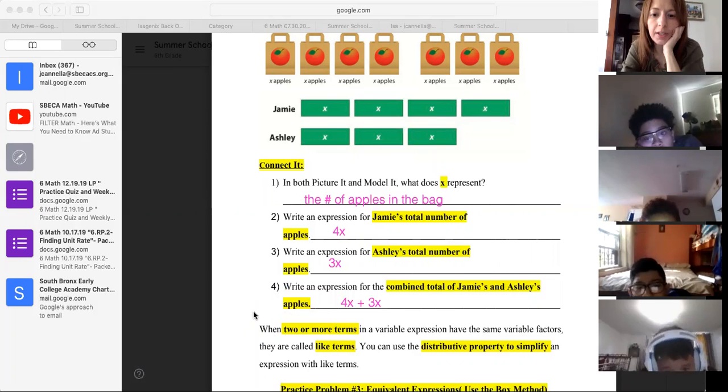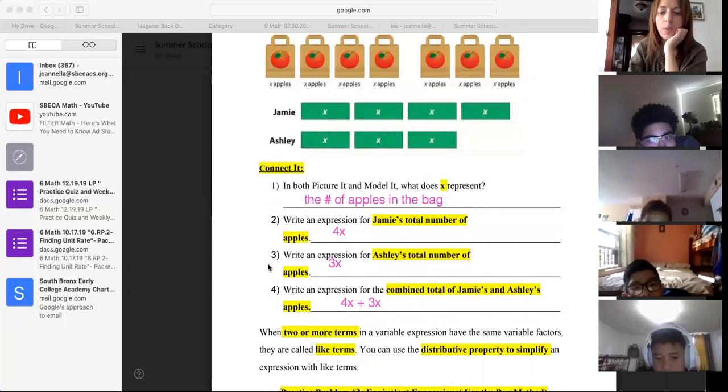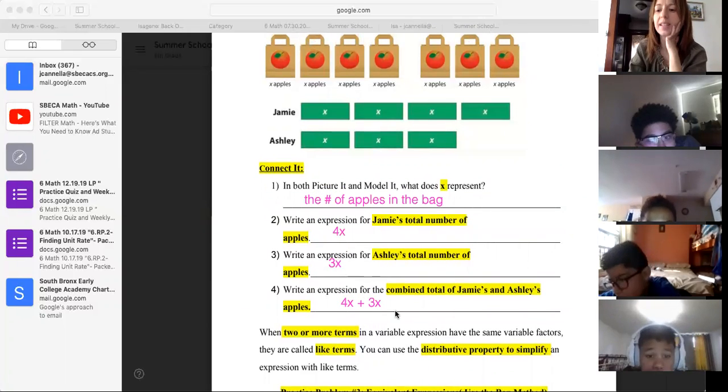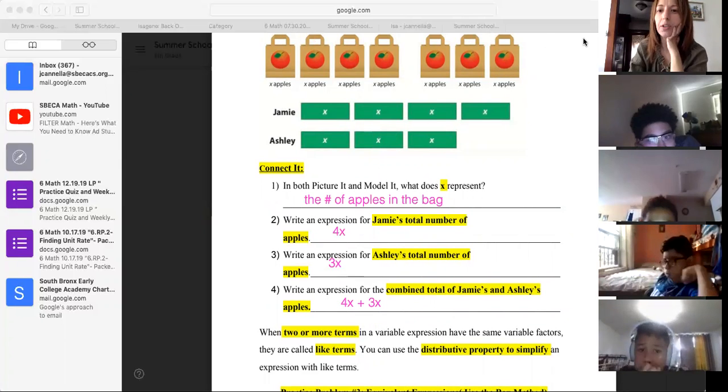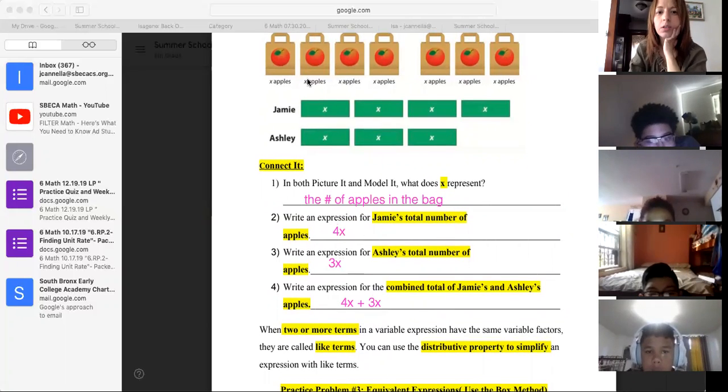Now, it says, I wrote, when 2 or more terms or variable expressions have the same variable factors, they are called like terms. You can use the distributive property to simplify, that means break apart, the expression with the like terms. So for example, in this question, we got 4X plus 3X, which is how many X's? How many X's or apples are there? 7, right? 4 plus 3 is 7. 7X. Yes, thank you. We just keep it like this because it says, what is the expression?